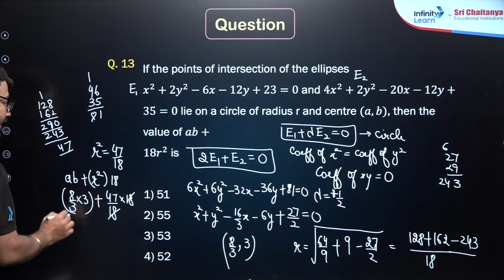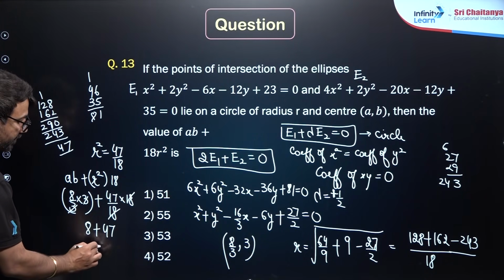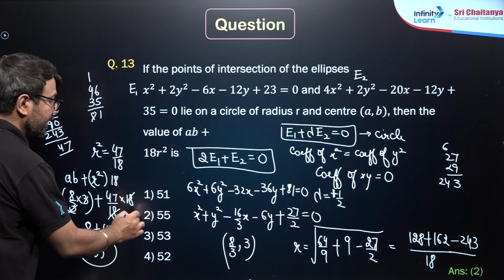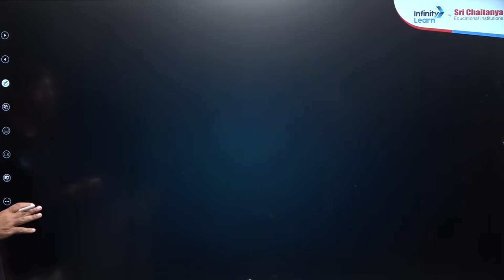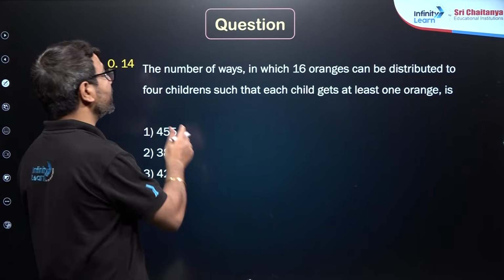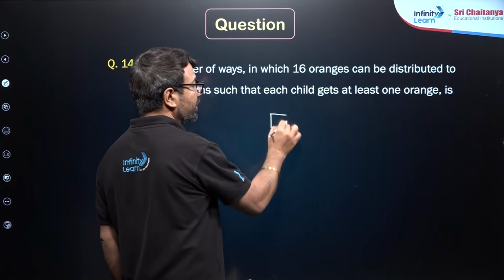So this and this will get cancelled, this and this will get cancelled. 8 plus 47 you will have, which is 55. 55 is given to you, my dear students, in the second option. That's why the second option will be the final answer. Number of ways 16 oranges can be distributed to 4 children such that each child gets at least one orange.